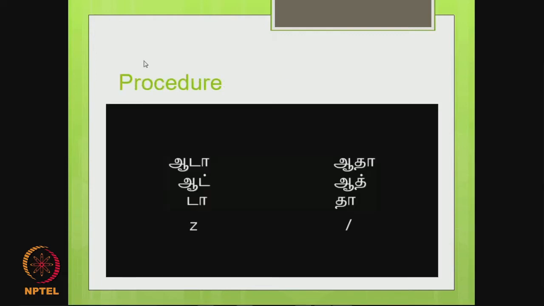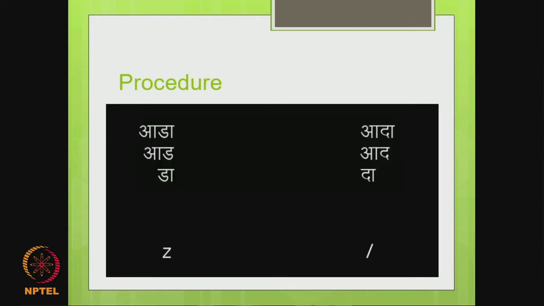All right, so if you're a Tamil speaker sitting in the booth, this is what you would have seen. So this is saying if you hear a retroflex sound, hit the Z key, and if you hear a dental sound, hit the slash. And if you're a Hindi speaker, this is what you see.